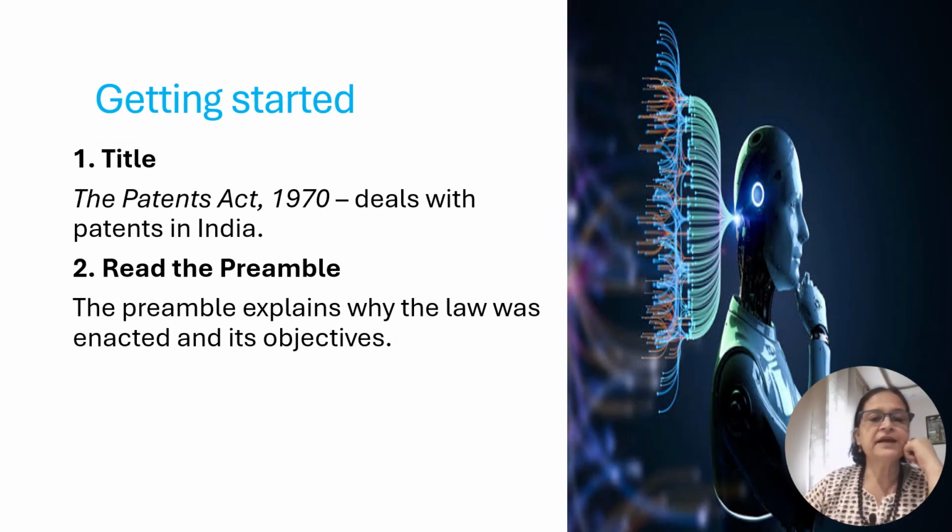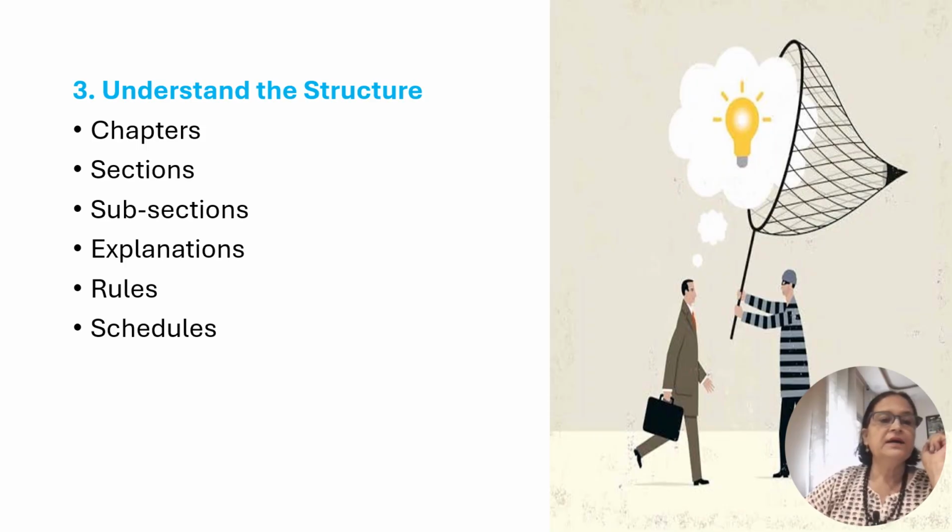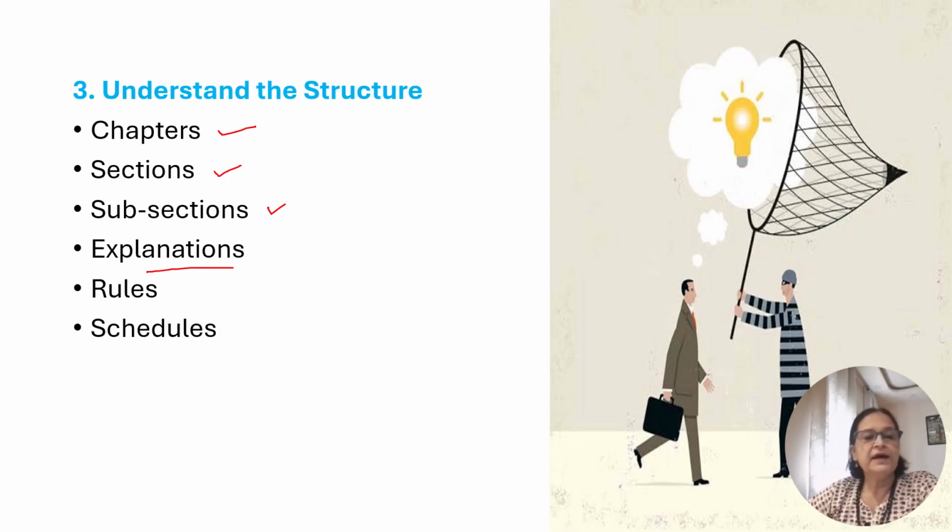The Patents Act 1970 is the title of this act. Okay, so there is a name of every enactment. So this act is called the Patents Act 1970. You must read the preamble also. Preamble explains why the law was enacted and its objective. You must understand the structure of the act. We have chapters. 23 chapters are there in this act. We have sections. Most of the sections have subsections also. And in some sections, there is an explanation given about the section. And then we have rules, and then we have schedules.